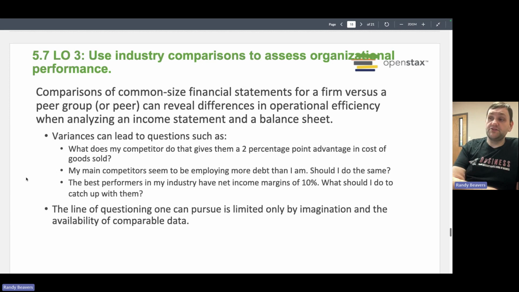The best performers in my industry, again, your peers who you're trying to aspire to be, have net income margins of 10%. What can I do to try to catch up with them or maybe even surpass them? Okay.